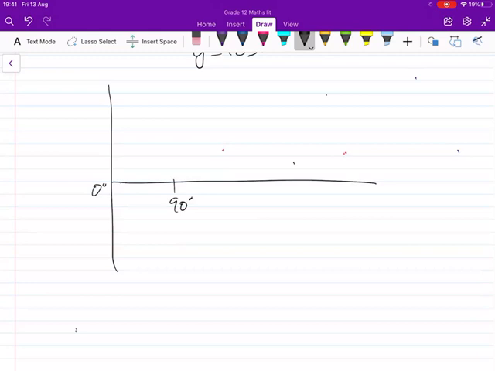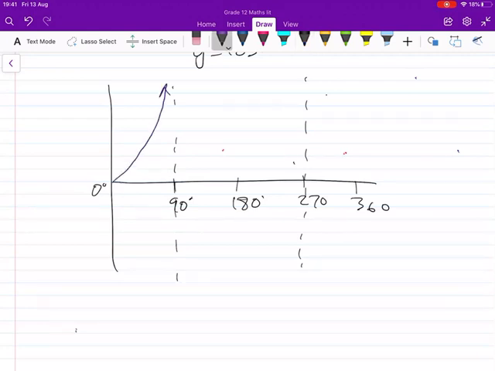Zero, 90, 180, 270, 360. We know we have our asymptotes at 90 and at 270. In other words, at 90 and 270, tan is not defined. I wish I could talk about undefined, but I'm not going to talk about that. So this is what our graph looks like, and in grade 10, you were taught how to generate this basic graph.